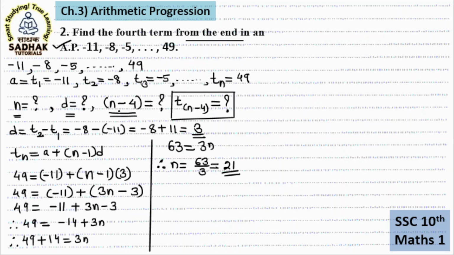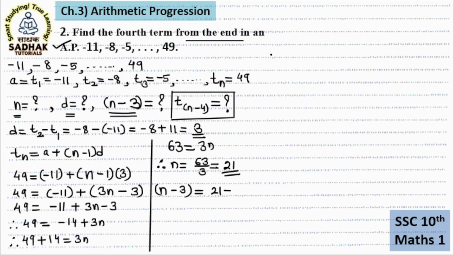Now let us find out what n minus 4 is, that is the fourth last term. So n minus 4 will be 21 minus, sorry. Here again I have made one mistake. It is not n minus 4, it is n minus 3. See, let me explain this.